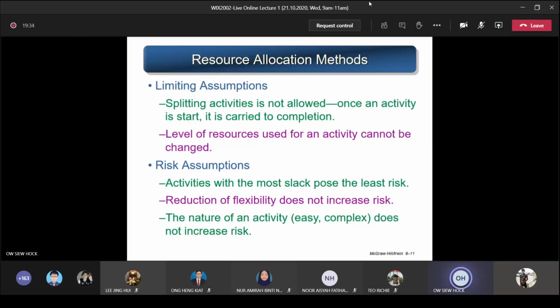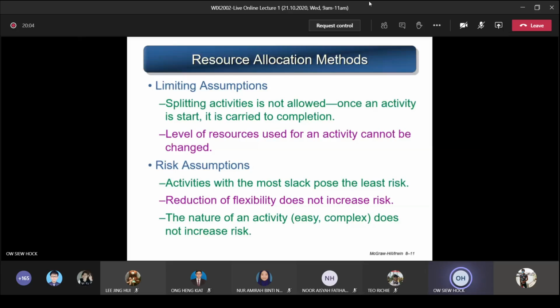In this example, one activity started must carry on until completion. You cannot stop halfway and then resume later after doing another activity and coming back again. No. In this example, once started, it goes on until it is finished. The level of resources used for an activity cannot be changed. That means if I need 5 people throughout this period, you need 5 people. You cannot say 5 people become 3 people, or 5 people become 10 people. Cannot. This is the assumption for this example.